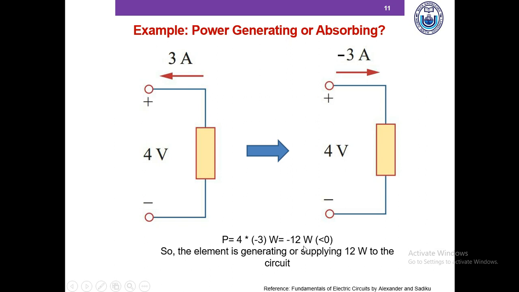We don't look into the magnitude, we look into the sign of the power. So if the sign is negative, then the element is generating or supplying power to the circuit, and if the sign is positive, then the element is absorbing or consuming power from the circuit. So in this instance, the power is negative, so this element is supplying 12 watts to the circuit.